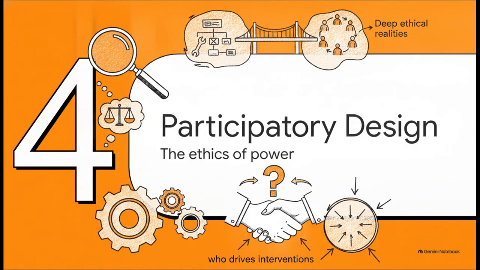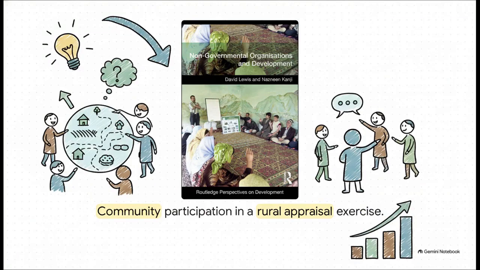Okay, Section 4, Participatory Design and Power. This is where I want us to take a critical pause and look at the ethics of who is actually driving these projects. Now, what's really interesting about this approach, participatory rural appraisal, or PRA, is that it attempts to put the community squarely in the driver's seat. Instead of an NGO just dropping in and dictating a solution from on high, they act as facilitators. They help the community map out their own resources, identify their own challenges, and set their own priorities.